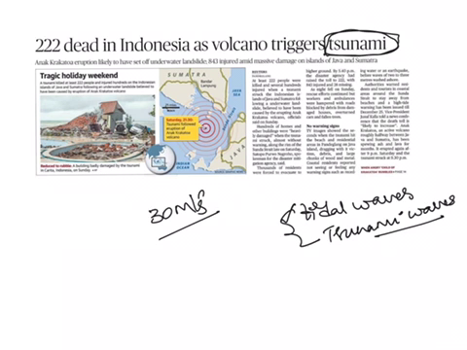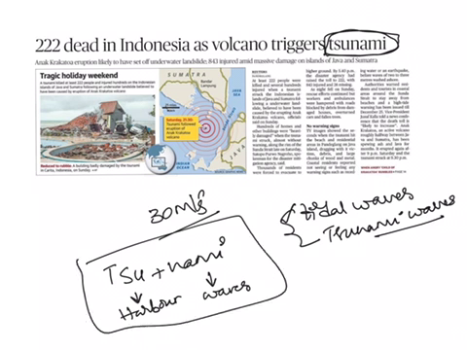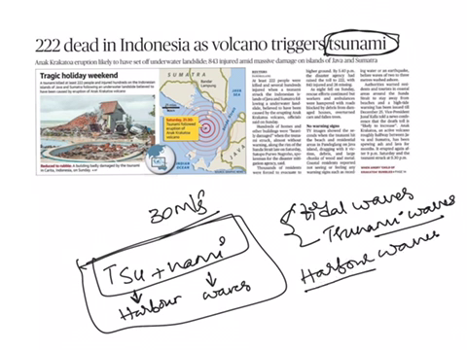Now, what is a tsunami here? From where is this word originated? Tsunami we can divide into two: tsu plus nami. Here tsu means harbor, nami means waves. Tsunami is a Japanese word, and in this language tsu means harbor, nami means waves. So combined, tsunami means harbor waves.